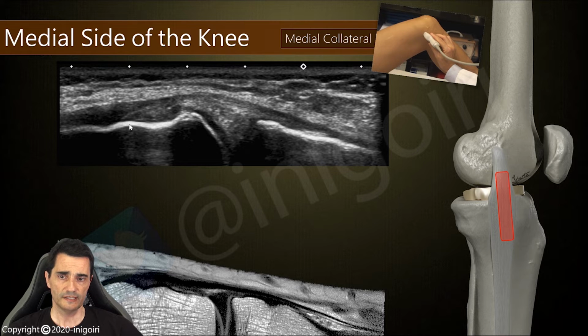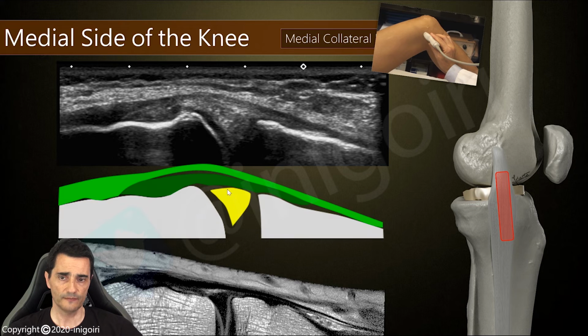Now here you can see several structures we are going to examine. First of all, the medial joint line with the meniscus here, and the medial collateral ligament with these two components. The superficial component, as you can see here, is usually hypoechoic if we compare with the deep component due to anisotropy. It usually widens in its femoral insertion, and it's very important to check this area very accurately, because it will be the location of 75-80% of the injuries of the medial collateral ligament. So very important to check this area.